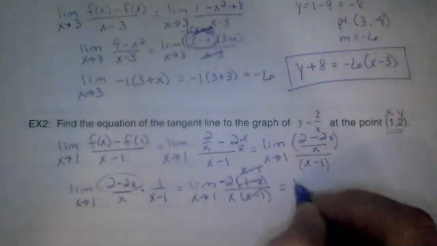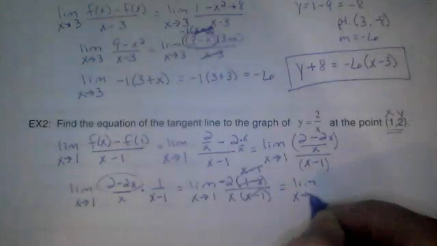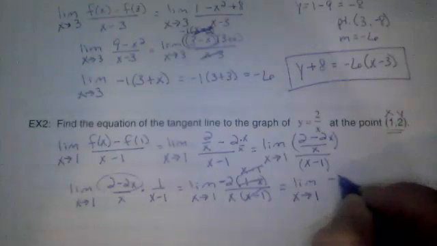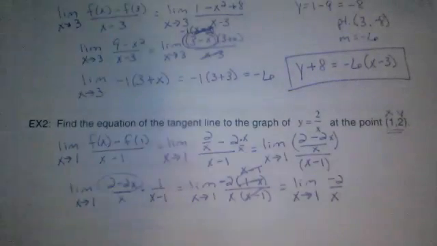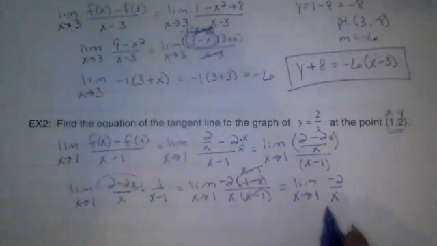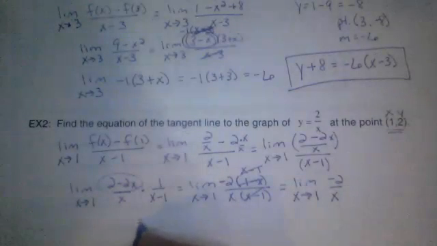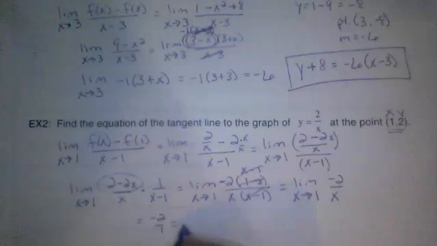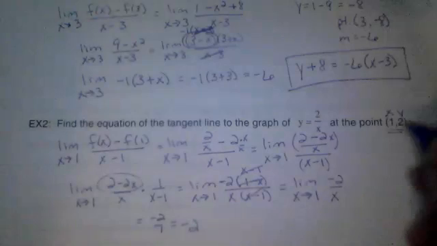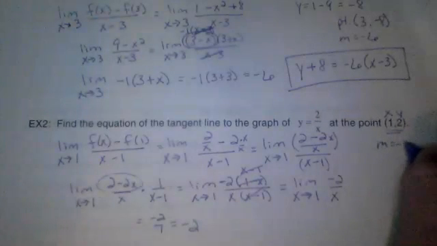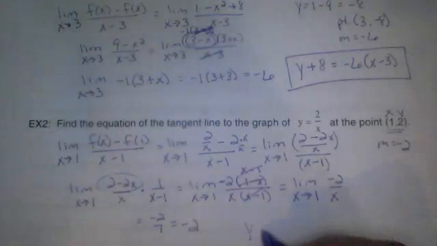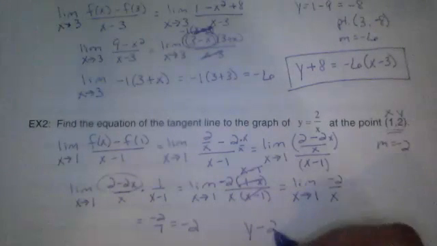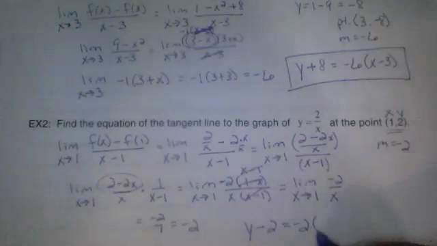So I have the limit as x approaches 1 of negative 2 over x. And so now I can sub in the 1, and I just get that equals negative 2 over 1, or negative 2, and that would be my slope. So now I can write my equation. Y minus the y coordinate equals the slope times x minus the x coordinate.